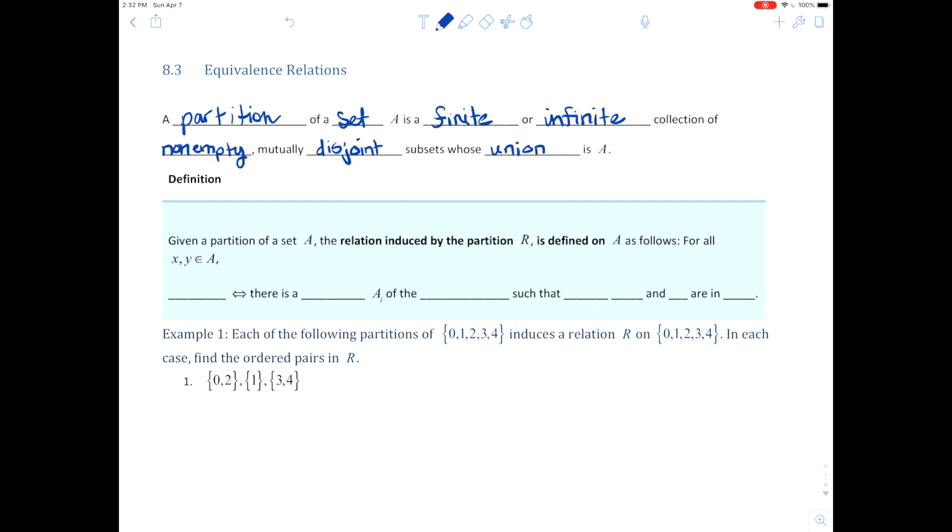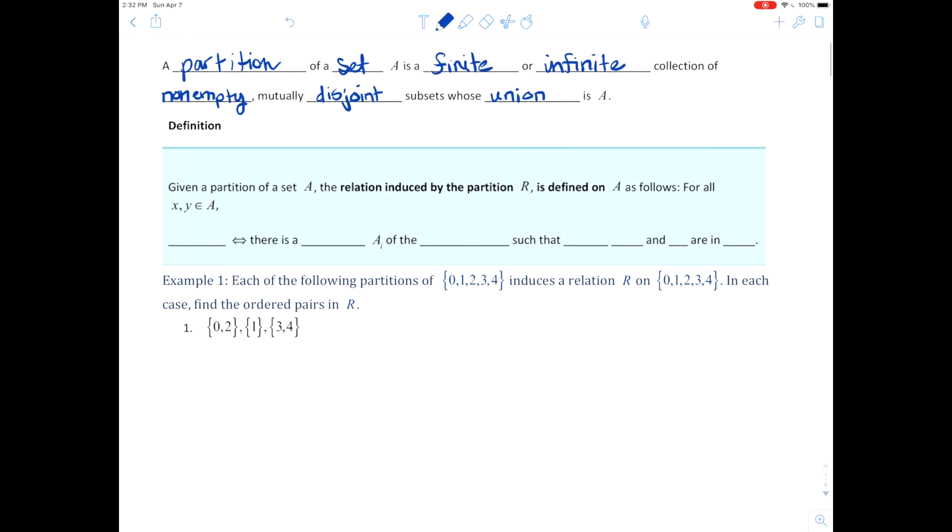So basically, non-empty means there's at least one element in there, of course, and then mutually disjoint means what? Beautiful, that all of the pairwise intersections will be equal to the empty set, okay? And actually, there's no intersection throughout the whole partition. So that's what it means. And we'll see a picture of it in our first example.